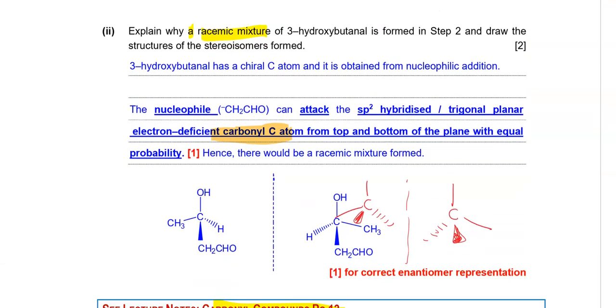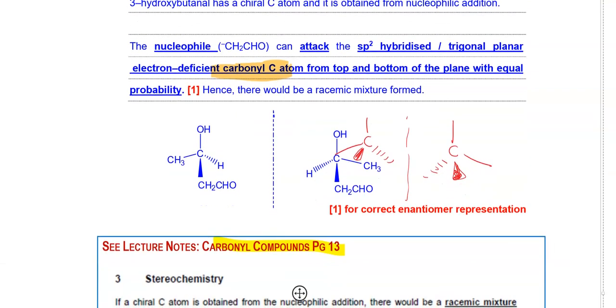Now over here, some of you have issues with representing the aldehyde functional group. This is the aldehyde functional group, right? We do not write COH. The correct representation of the aldehyde functional group is CHO.